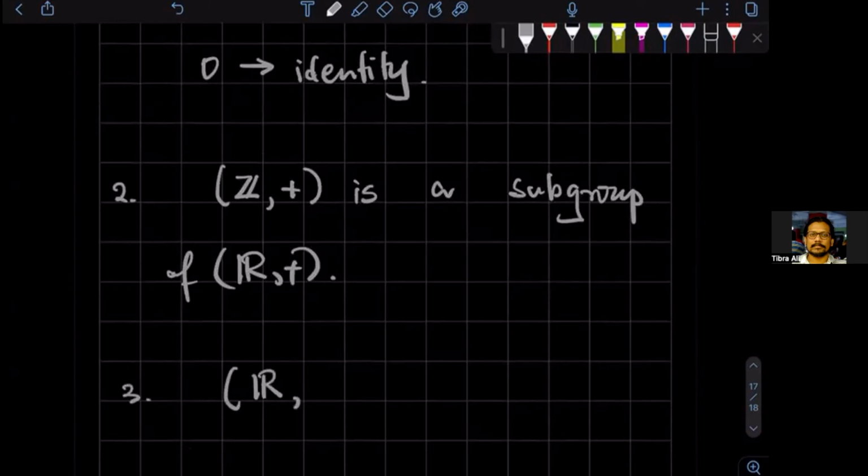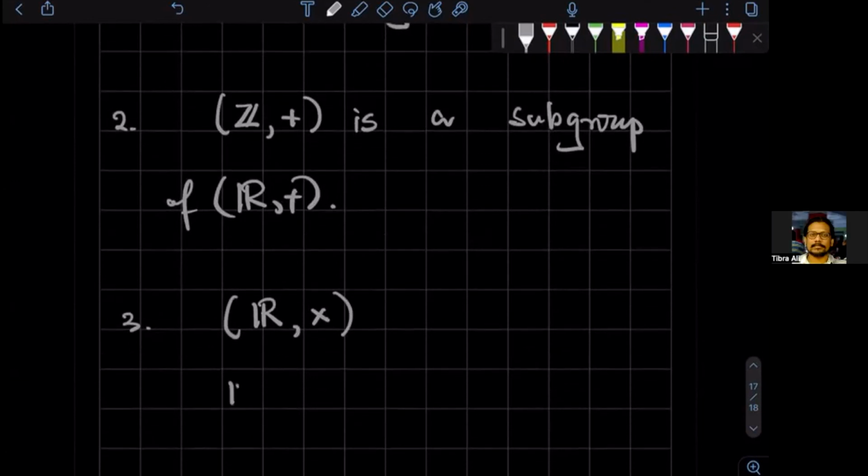And what about the real numbers under multiplication? Is that a group? No, sir. No, why? Zero has no multiplicative inverse. Zero doesn't have an inverse. Right, exactly. So what if I said R minus 0? Is that a group? Yes, sir. Yeah, it is. So this is a group, this is not.